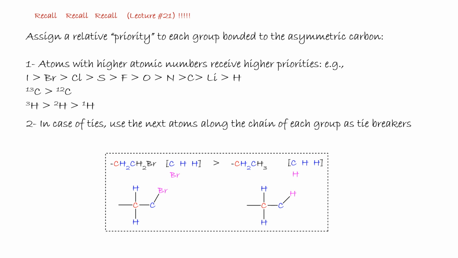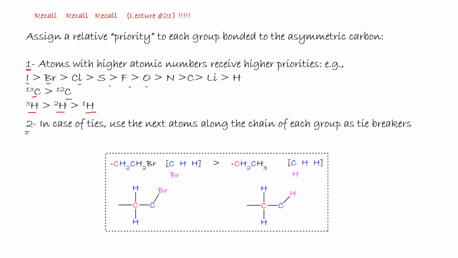For the priority, we have taken that before, but I'm just summarizing, going over it quickly. For the priority, atoms with higher atomic number receive higher priorities. So iodine will be higher than bromine, than chlorine, than sulfur, than fluorine, than oxygen, etc. Isotopes, carbon 13 will be higher than carbon 12. Tritium would be higher than deuterium, than hydrogen.